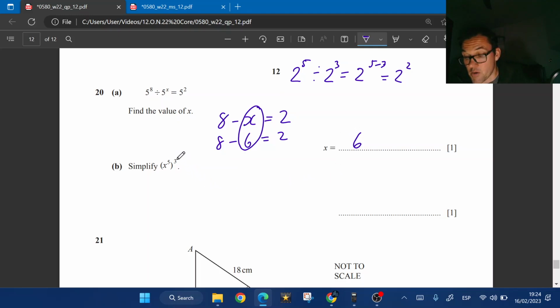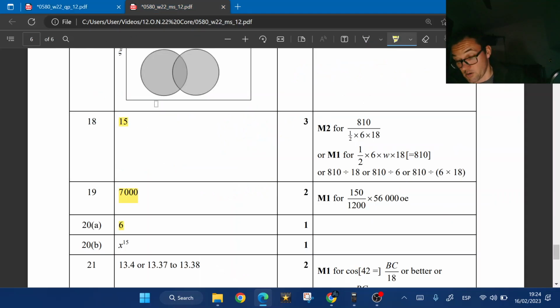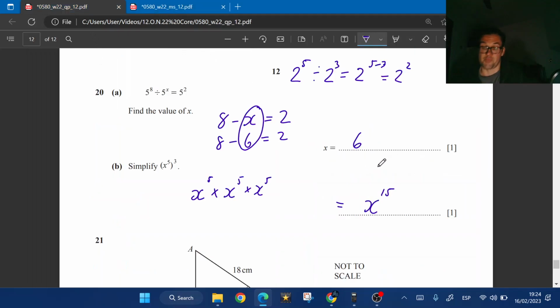Then remember, power to a power this time. Okay, let me write that out. X to the power of 5, cubed, actually means x to the power of 5 times x to the power of 5 times x to the power of 5. And just like when we divide, we subtract the indices, when we multiply, we add the indices. So that will be x to the power of 15. Of course, you don't have to do this whole step. You can just do 5 times 3 is 15. Just showing you why, so you remember it better. This time, you need to write x to the power of 15.